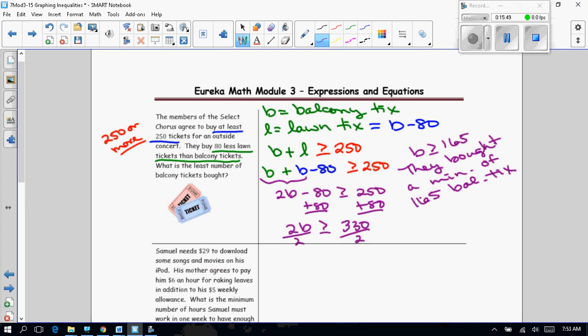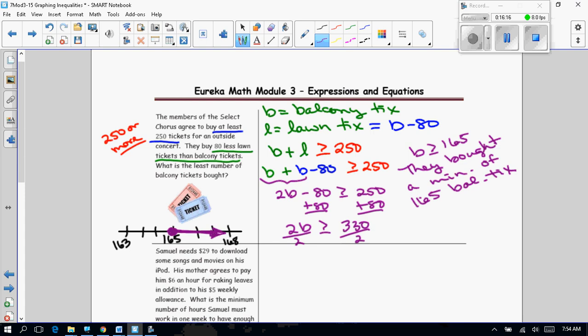All right, if we drew this on a number line, I'm going to put my number line over here just because I'm running out of space. I'm just going to put my 165 right here in the middle, 166, 167, 168. And there's my numbers. I'm going to put a solid dot on 165 because I did buy that many and more. So I'm going to shade to the right.